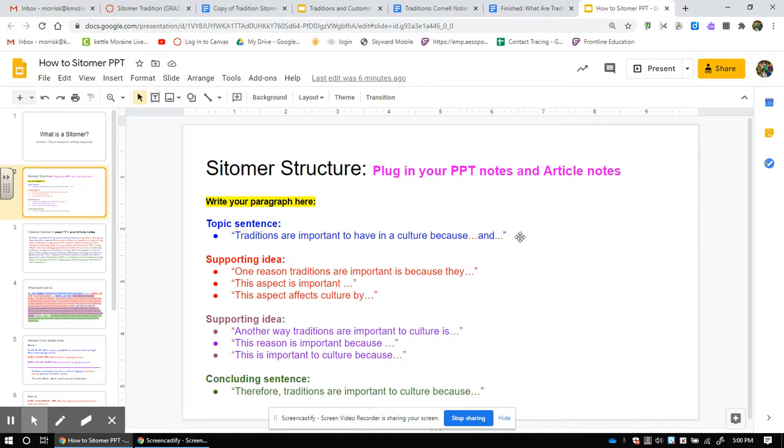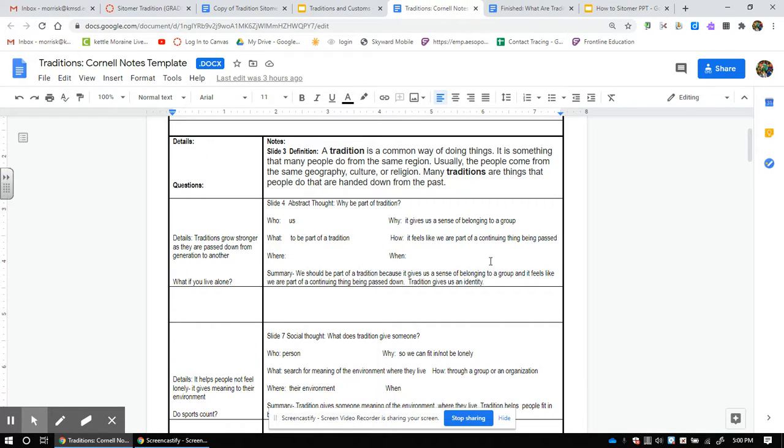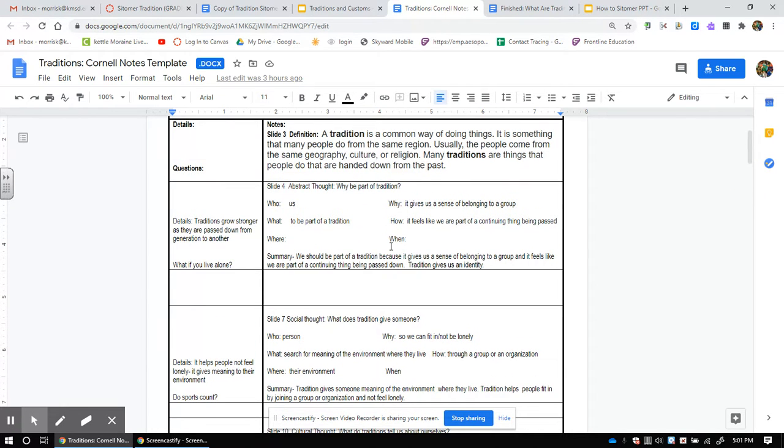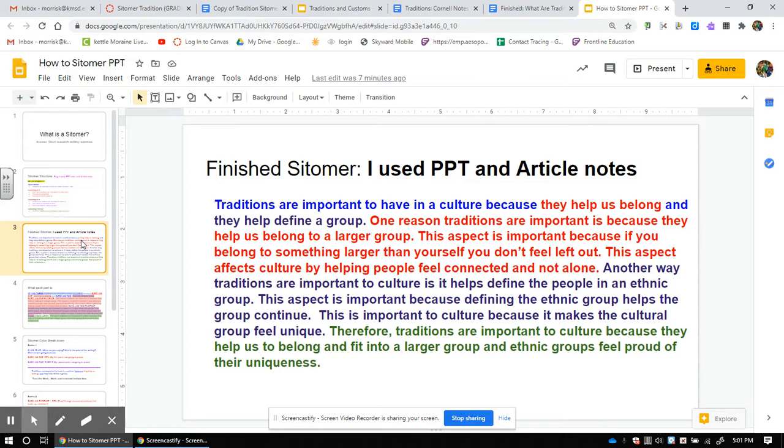The red part and the purple part, did I just make that up? No, I didn't. I actually got it from my Cornell notes. I'm using slide 4 to help answer this Sitomer, and I'm using slide 10, which is this one right here. I'm using all these notes in here. This will be my purple notes because it helps me answer the question, and these are going to be my red notes. And remember, my question that has to be answered is, why are traditions important to a culture? Well, as I said, slide 4 says they help us belong, and slide 10 says they help define a group.